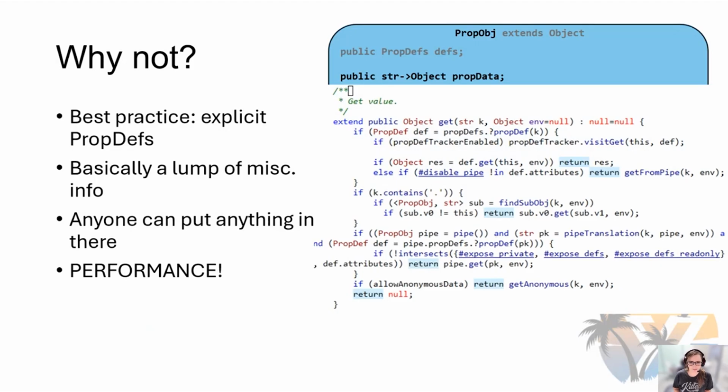This is the base get call on PropObj. And as you can see, there are a lot of things happening, a lot of checks and code that actually has to run before it even gets to the fall through case that is using the anonymous prop data. And once it gets there, it has to access the info via a map, which by itself alone is slower than a field call.